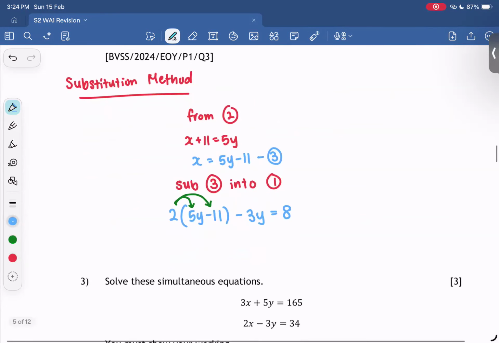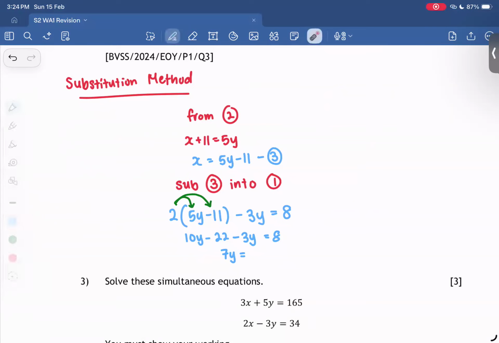So what will be our answer? I will have 10y minus 22 minus 3y equals to 8. I realize I got 10y minus 3y, that equals to 7y. And then on the other side, I've got 8, and then I can bring the negative 22 over to the other side. So that will mean it's 8 plus 22. So 8 plus 22, that will just be 30. So now my y equals to 30 over 7. So now I already have my y.